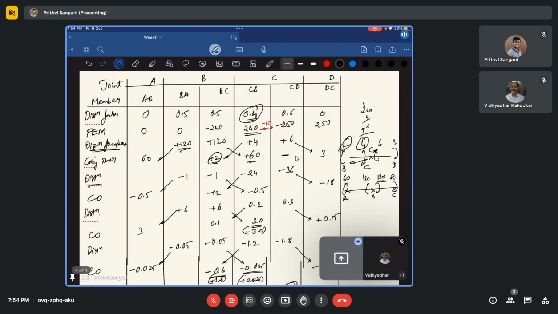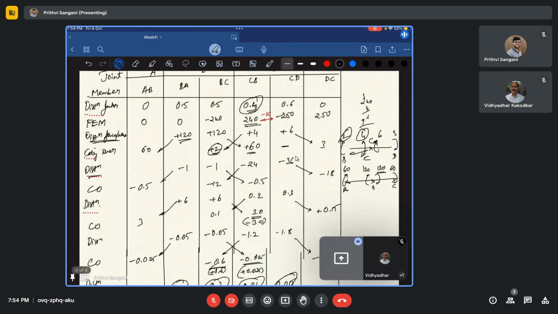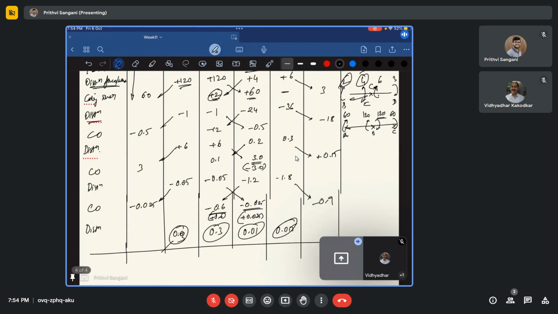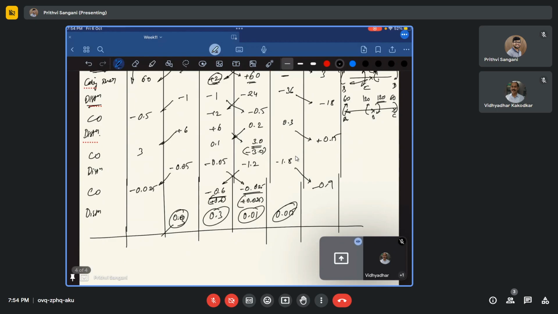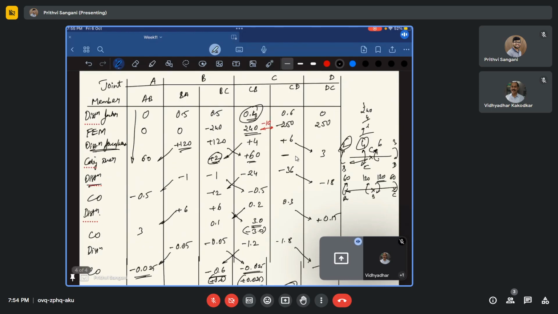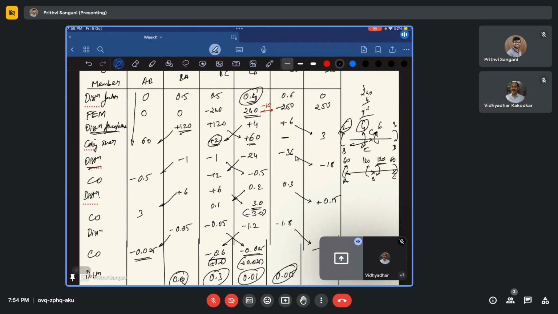So how to find, again, the important step is how to find my final moments. So final moments are nothing but you need to just add each column. So you just add each column. Okay. So if you add all these things, 60 minus 0.5 is 59.5 plus 3 is 62.5. So 62.5 minus 0.025, I just don't want to care about that. So it is 62.5. And what is going to happen at BA? BA is 120.